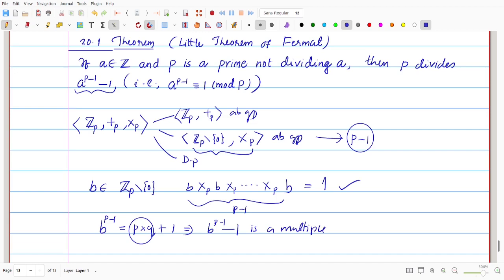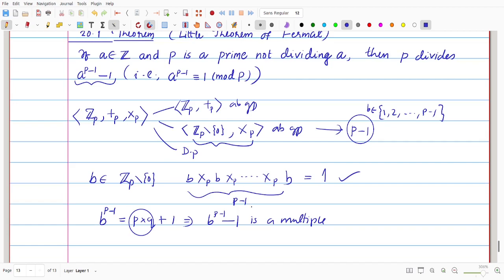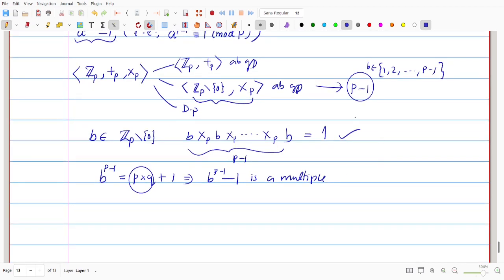So if we choose any non-zero element, say 1, 2, 3, etc., up to P minus 1, take B as any element of this set, then we have this result. In order to prove this theorem, we need to prove this is also true for every integer which is not a multiple of P. Not only this B from this set, we need to prove the general case. So if we choose any arbitrary element A belongs to Z, but P does not divide A, that means A is not a multiple of P.